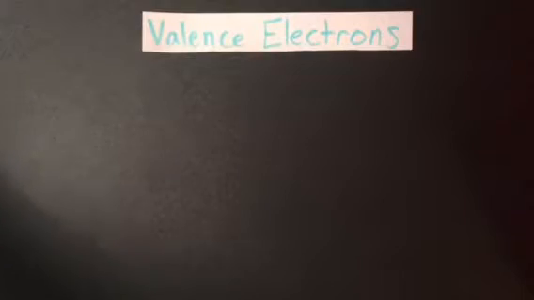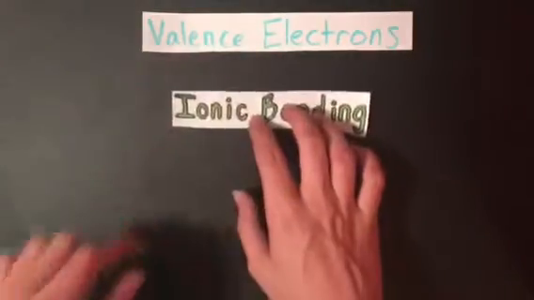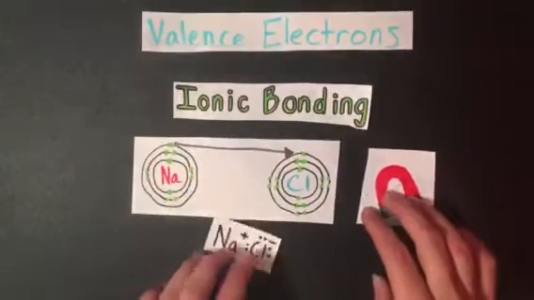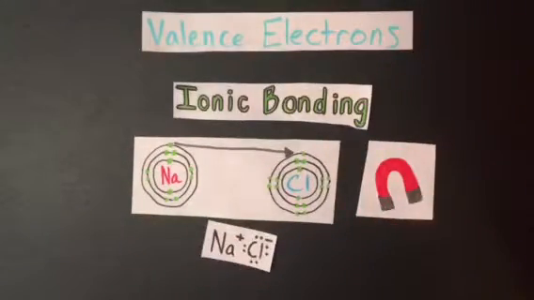Valence electrons are the most important aspect of chemical bonding. Because all atoms have valence electrons, they interact with each other in different ways. In ionic bonding, valence electrons are transferred from one atom to another. This creates two ions of opposite charge, so they attract each other, similar to the way magnets function.